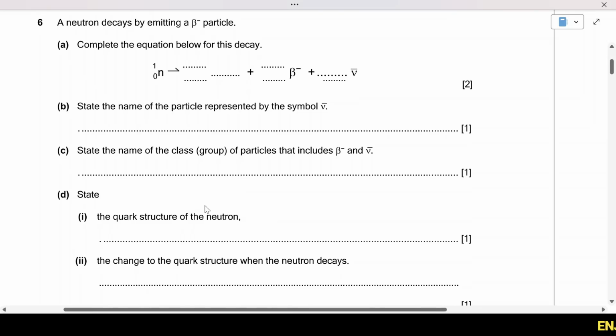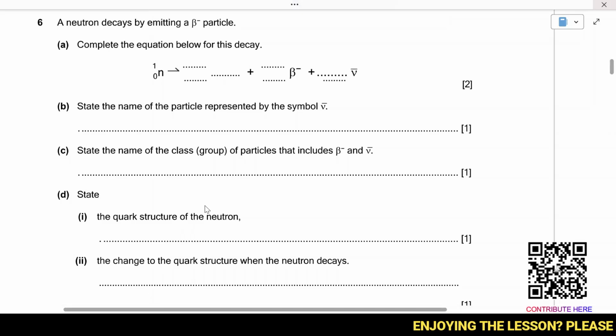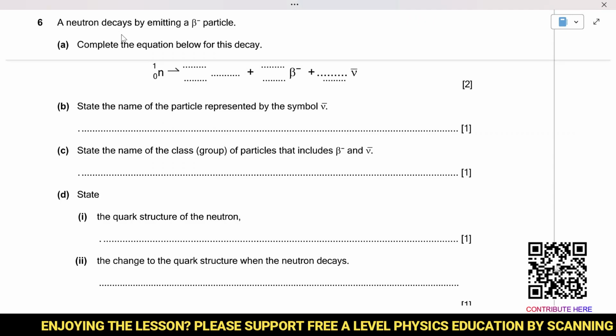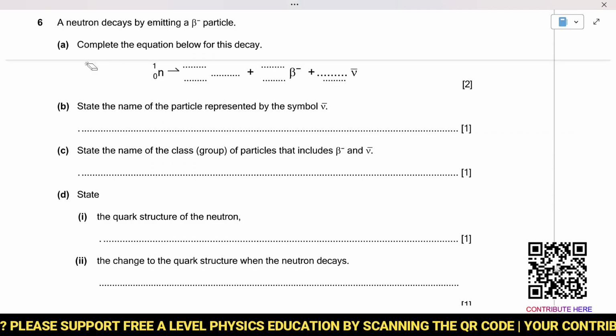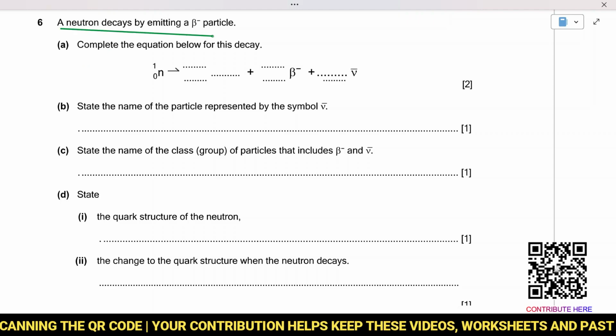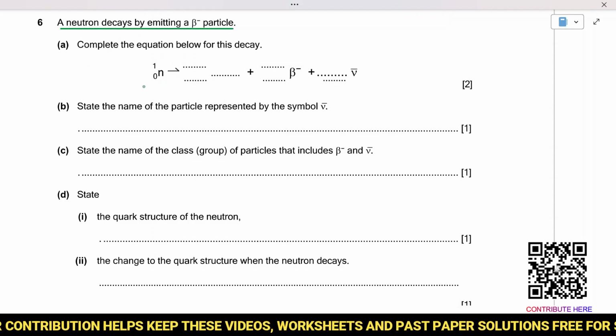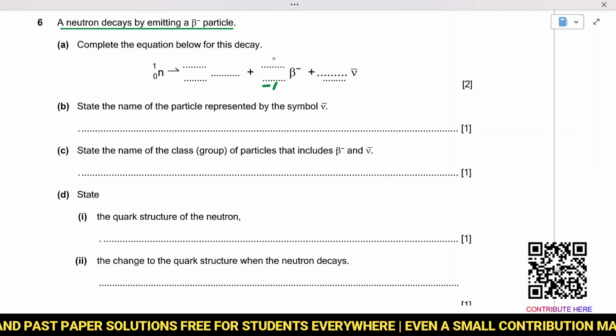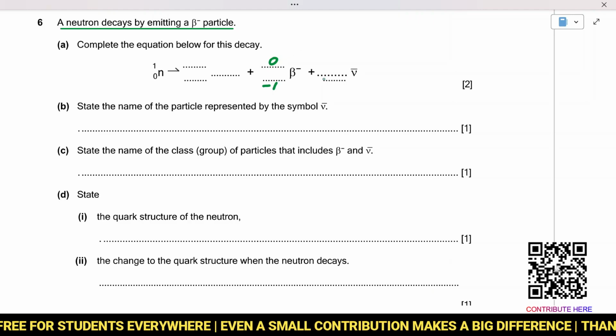A neutron decays by emitting a beta negative particle. Sometimes they ask you the reverse case: if a neutron decays, which particle is released? It releases a beta negative particle. Beta negative has -1 as charge and approximately 0 mass, which we write as 0.